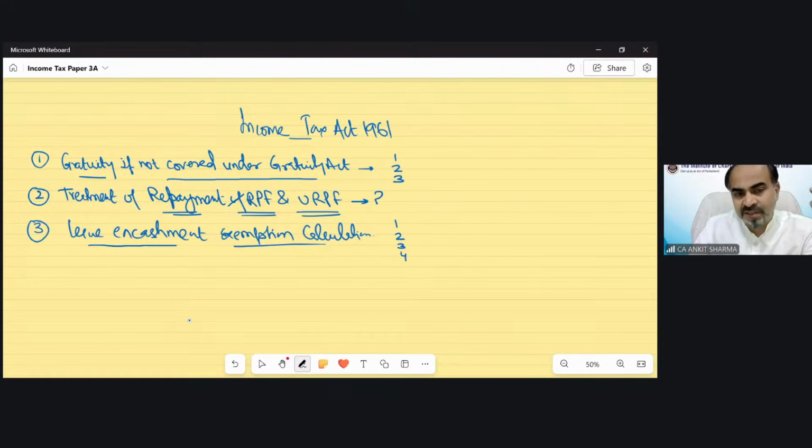First comes first: gratuity if not covered under the Gratuity Act. Someone explain it in short. And as I can see, Mahak has raised her hand as usual. Very good, Mahak, please continue. Good morning, sir. Good morning. In case of employees who are not covered under the Gratuity Act 1972, there are three conditions. First, gratuity received; second, 20 lakh; and third, 15 divided by 26 into monthly salary into years of service. Whichever is lowest is exempt, and taxable is received minus exempt.